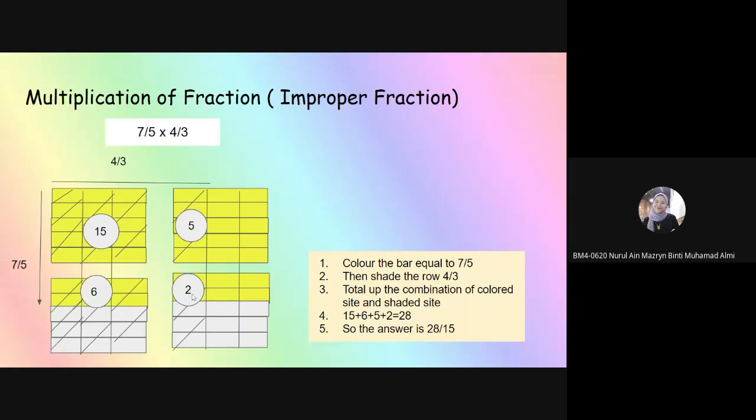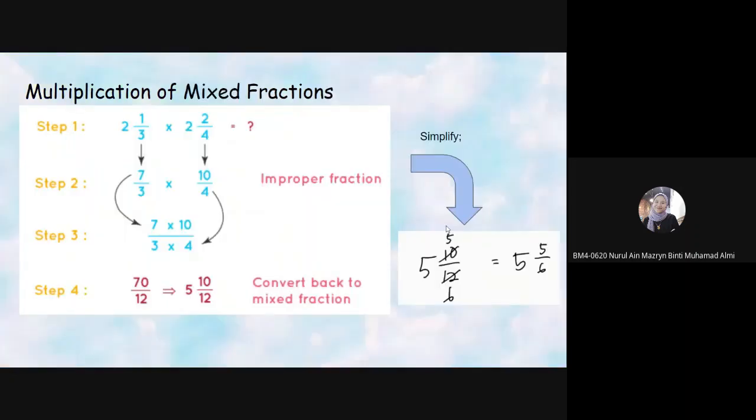So based on this, we need to total up all the combinations of colored and shaded sides. If you can see, this is 15, this is 6, this is 5 and this is 2, so 15 plus 6 plus 5 plus 2 equals 28. And so the final answer is 28 over 15, because we can see this is the only one that has all the shaded and colored parts. That's all. Next.